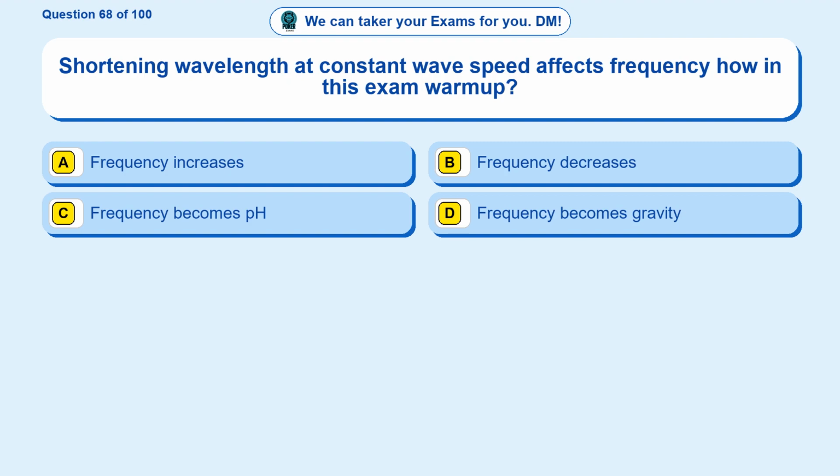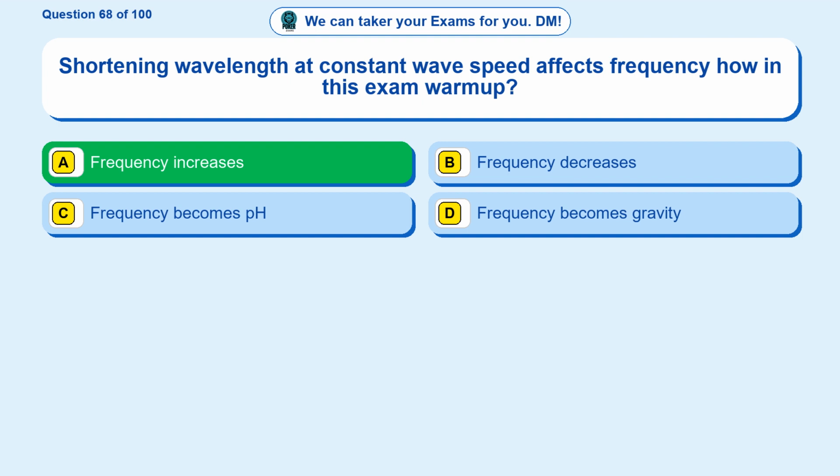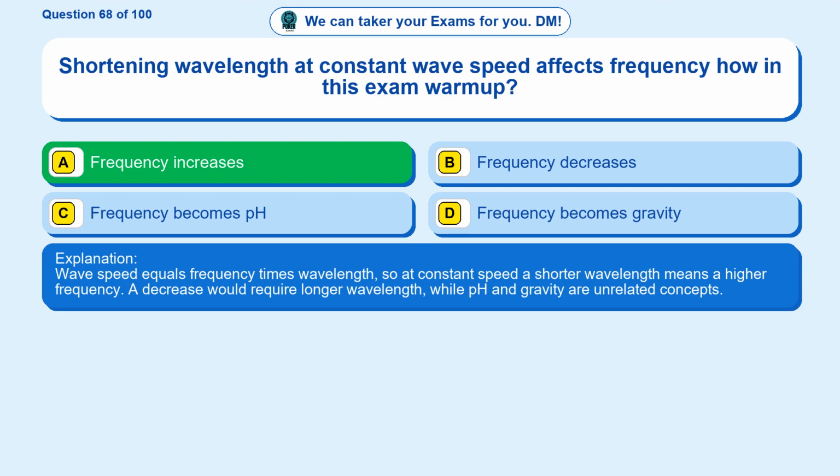Question 68. Shortening wavelength at constant wave speed affects frequency how in this exam warm-up? Option A, frequency increases. Option B, frequency decreases. Option C, frequency becomes pH. Option D, frequency becomes gravity. The correct answer is option A. Frequency increases. Wave speed equals frequency times wavelength, so at constant speed a shorter wavelength means a higher frequency. A decrease would require longer wavelength, while pH and gravity are unrelated concepts.